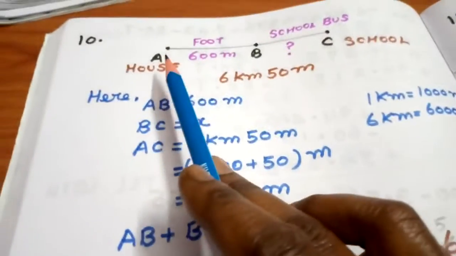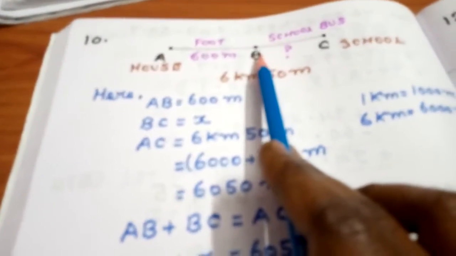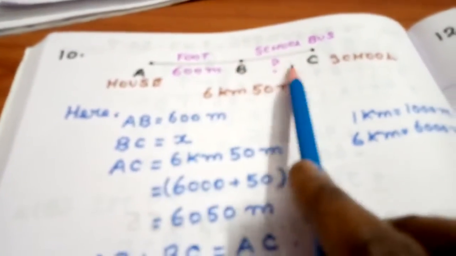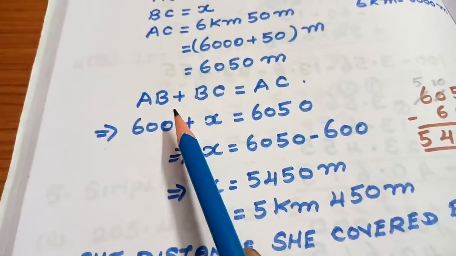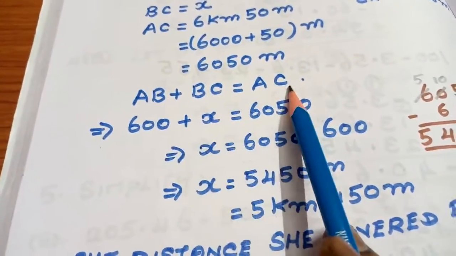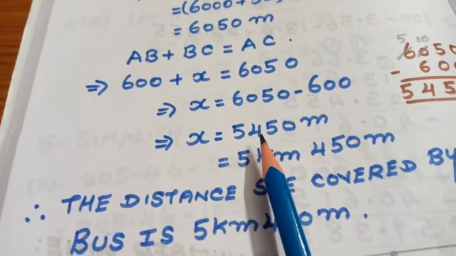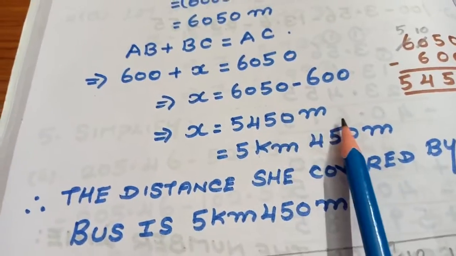According to the picture, I am just creating a formula. AB plus BC is equal to AC, because the total distance is AC. So I am writing that formula: AB plus BC is equal to AC. Write the values and subtract, and you will be getting 5450 meter.